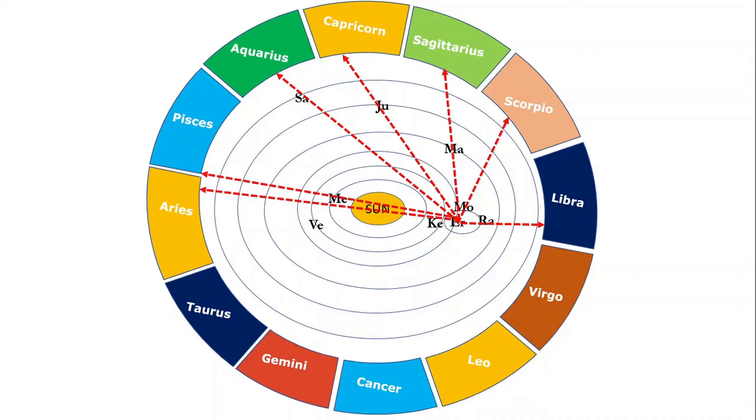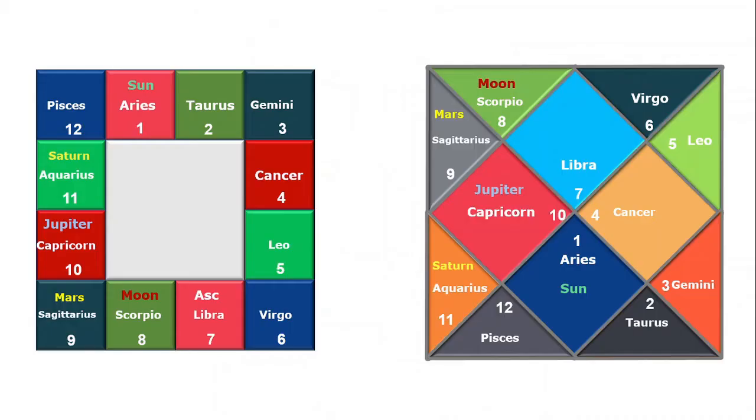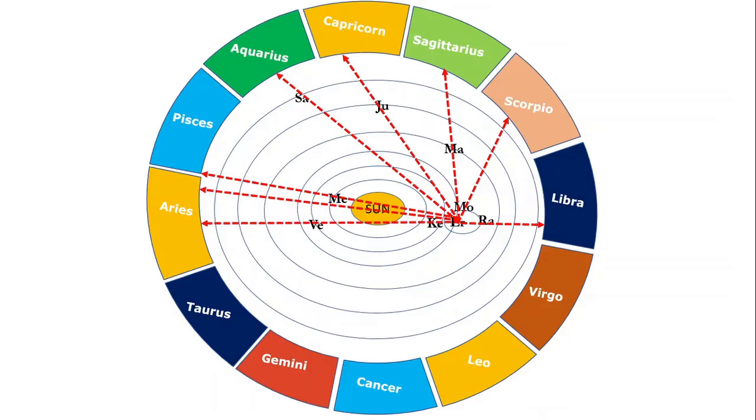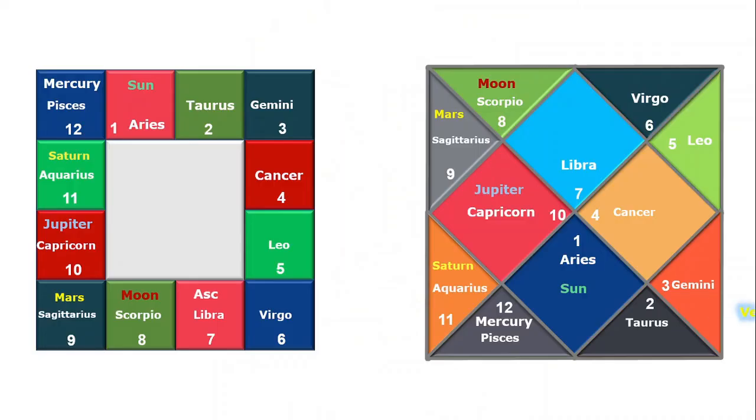Mercury is positioned in the Pisces. So let's map Mercury in the Pisces, which is the sixth house of this horoscope. Venus is positioned in the Aries sign. So let's map Venus with the Aries sign, which is also the seventh house.